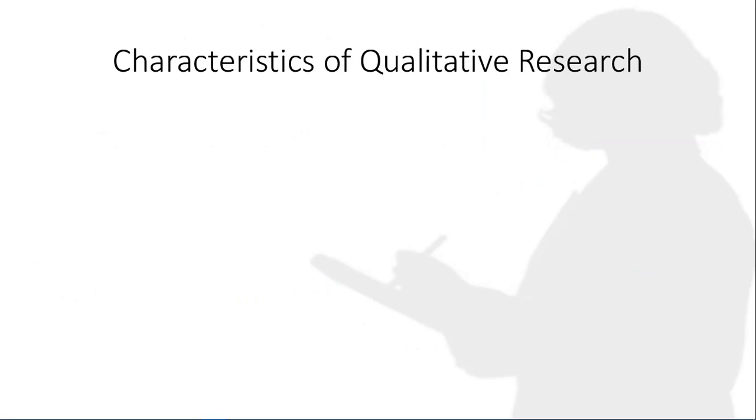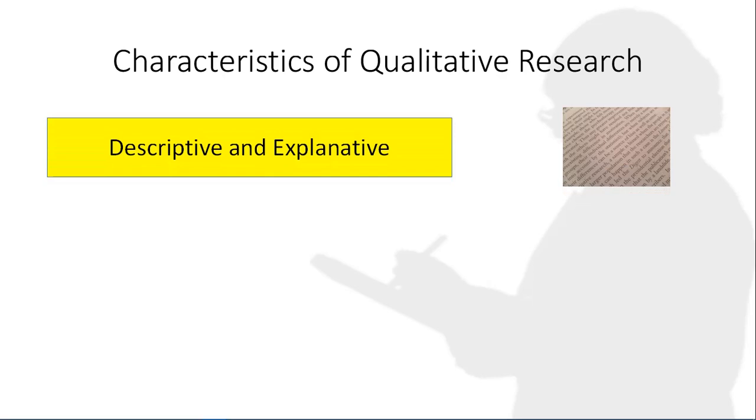Now that we know what qualitative research is, let us understand some aspects of it which make it easy to identify. That is, when you're reading a paper, it is these very characteristics that will tell you that the paper you are reading is a qualitative research paper. The first aspect we need to know is that qualitative research describes and explains.